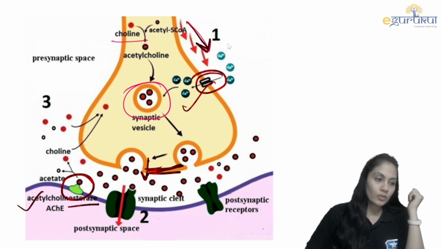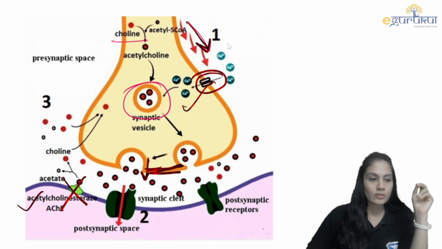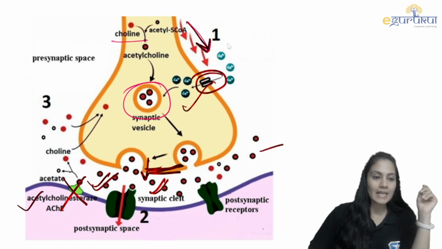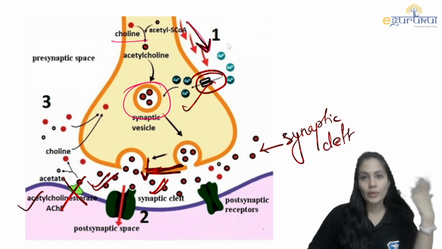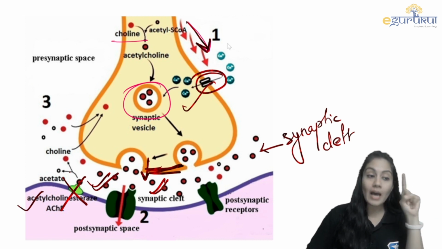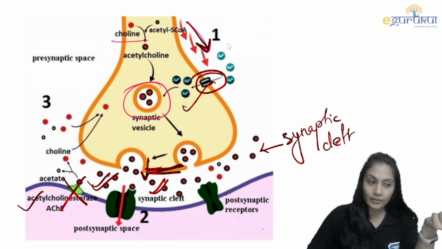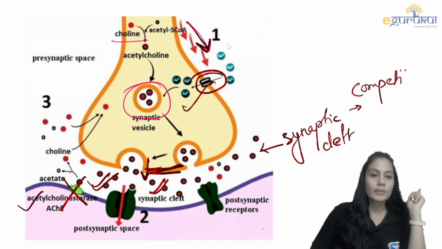If we use the drug which blocks this acetylcholine esterase, the amount present in the synaptic cleft is going to increase. I'm not saying that the increased amount is going to get secreted. The amount in the synaptic cleft is increased via this process, and something known as competitive inhibition will occur.